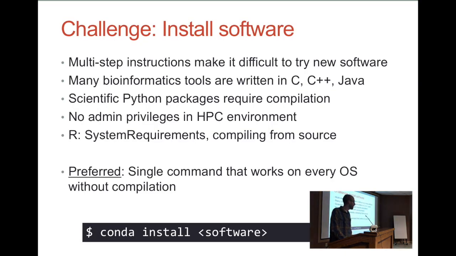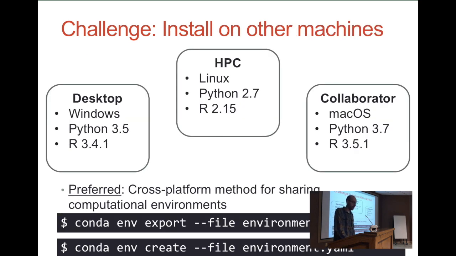Okay, summary. Don't worry, we're about to get back to the GIFs. So install software. We wanted a single command. With Conda, that is conda install name of the software, and it's done. That's all you have to do, and then you can start trying it out. If you have to install it on other machines, either yourself or your collaborator, you export the file, send them the file, and then they can create it on their machine.